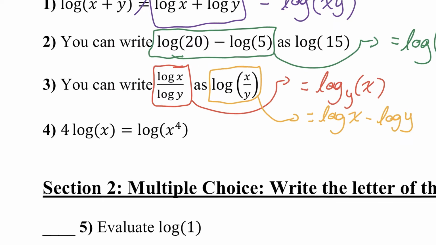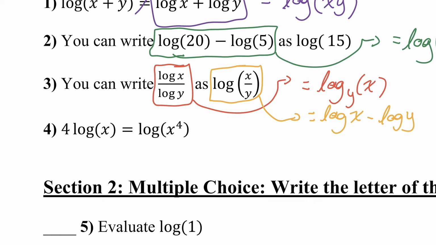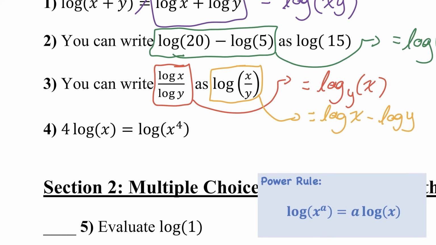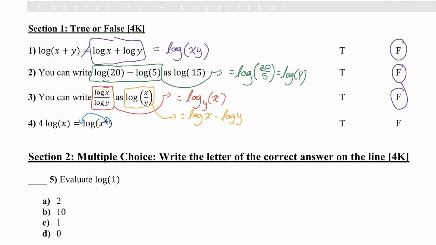But if we look at number 4, finally we have a true statement. It says 4 times log x equals log of x to the 4. That's the power rule of logarithms. You can take the exponent of the argument of a logarithm and rewrite it as the coefficient of that log. So number 4 is true.